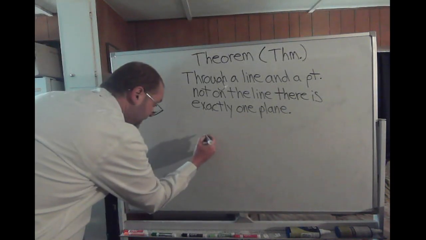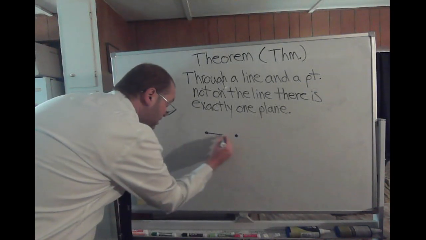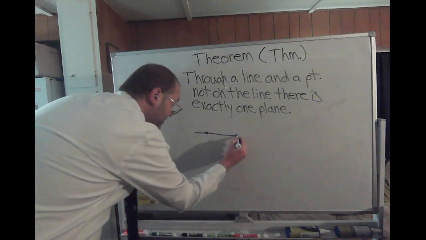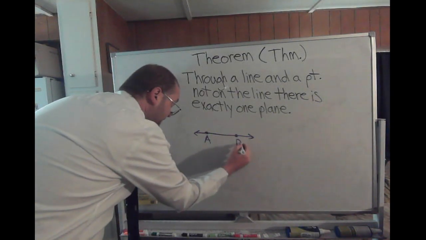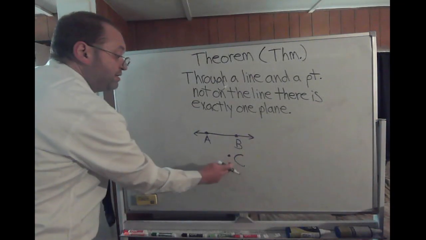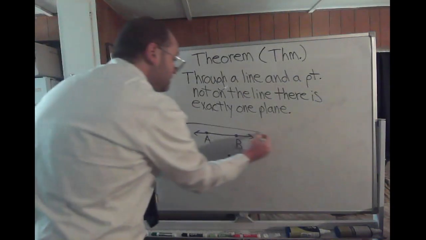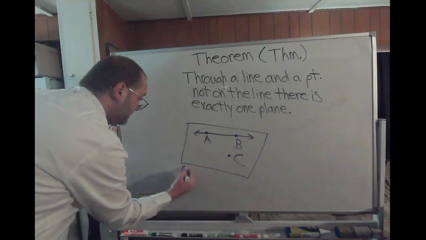So let's see. We're going to draw a line here. We'll call this line AB. Keeping it simple today, line AB. I'll put point C down here. So we have a line and a point not on that line. Well, there is exactly one plane. We'll call this plane D.